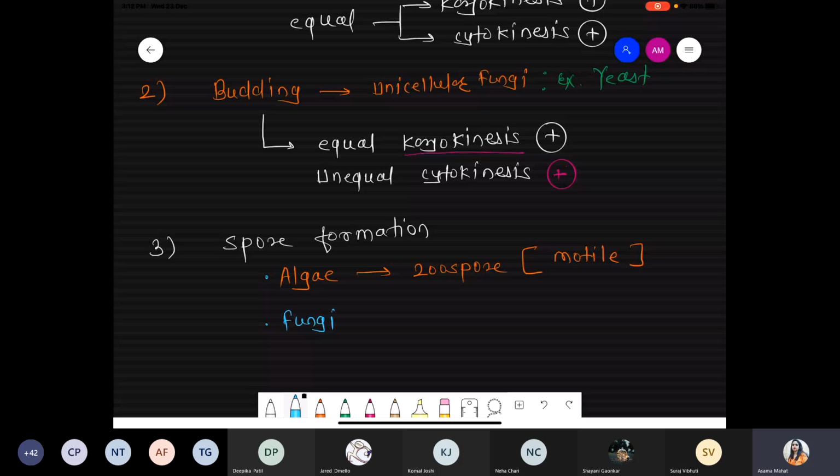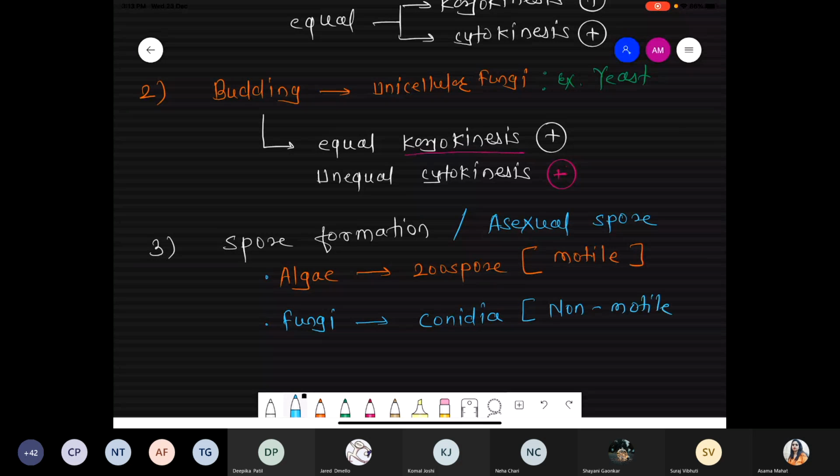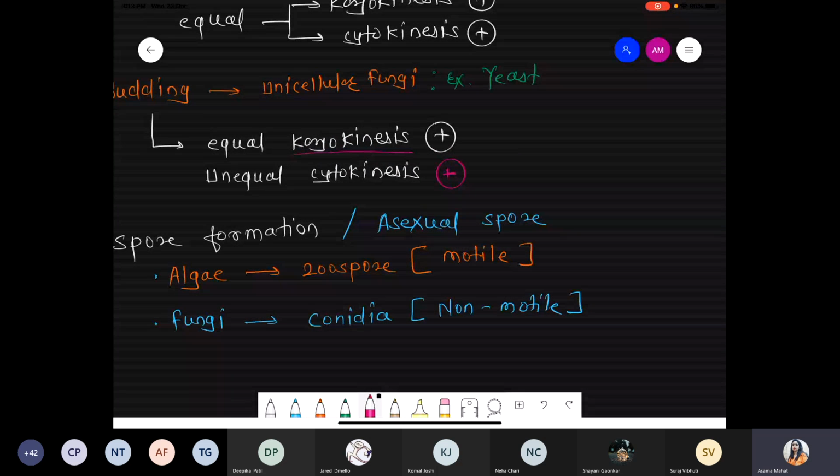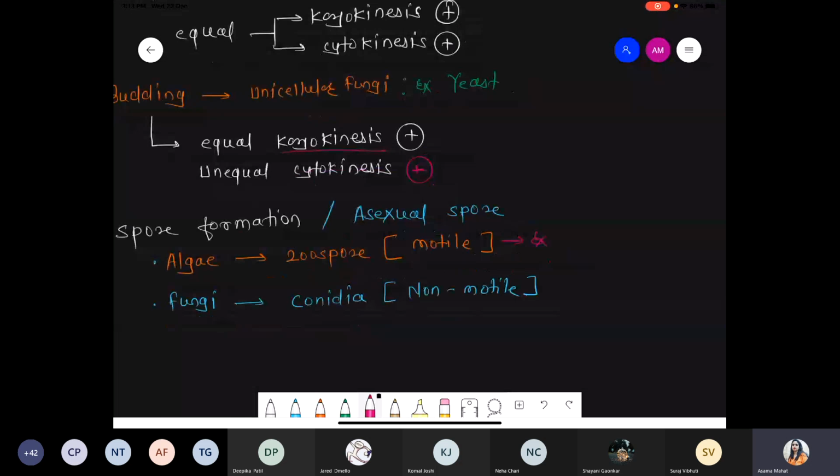And another example responsible for spore formation is fungi. In fungi, there is a formation of conidia, because it is an asexual spore, not a sexual spore. Please remember, all the spores we are talking about are asexual, because they are formed from a single parent. So we are taking conidia, and conidia are non-motile. Okay? In the zoospore condition, we already discussed one example, Chlamydomonas, which has two flagella. Motile होगा.